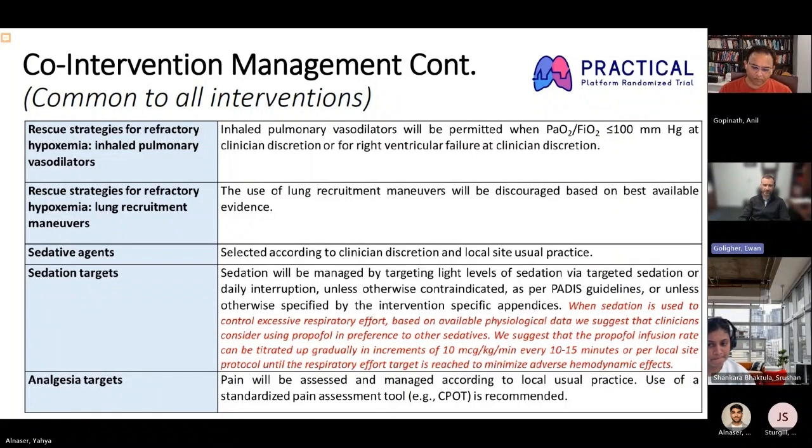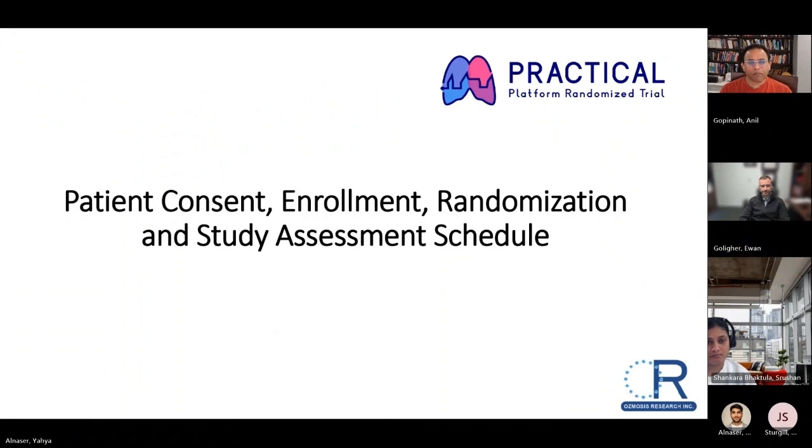And then we discourage the use of lung recruitment maneuvers based on the best available evidence now suggesting possible harm. Sedatives can be selected according to clinician discretion, and then we went over already the idea that sedation should be managed according to guidelines, with the one caveat where you're trying to control excess respiratory effort in the DPL arm. Next slide. All right, so that's it for me.